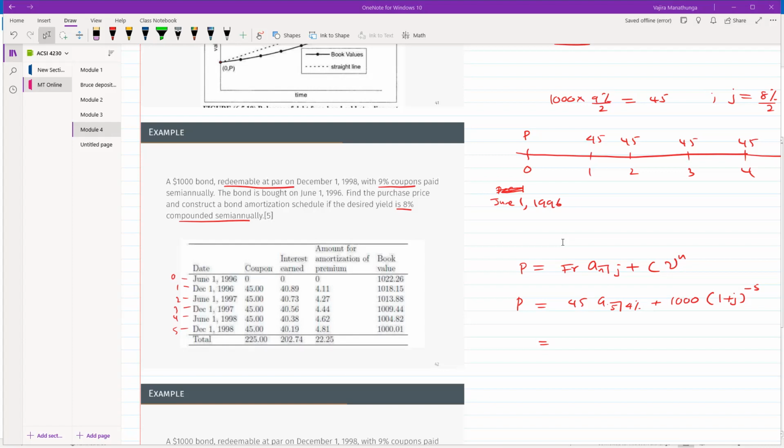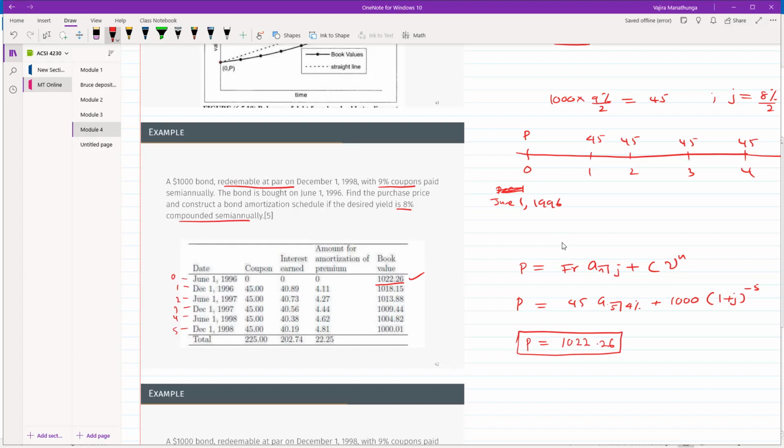And then we need the present value. So compute present value, and this gives you 1022 and 26 cents. So that is the price. So that's what you see in here. Okay, so we verify that's right.